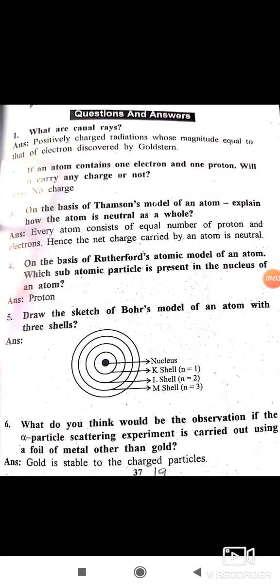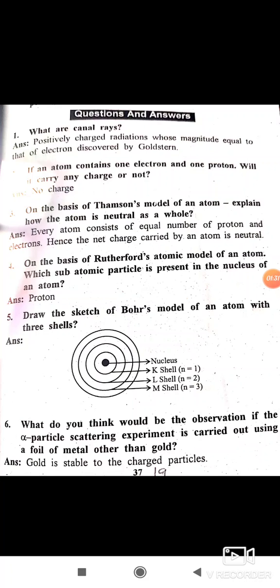On the basis of Rutherford's atomic model of an atom, which subatomic particle is present in the nucleus of an atom? Proton. So this diagram is very important. All of you refer to this diagram and practice it.